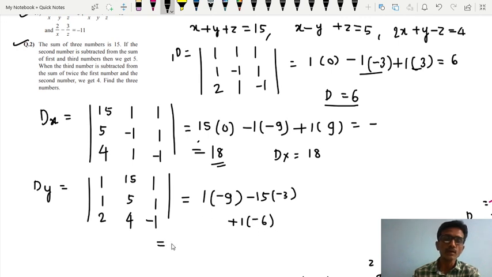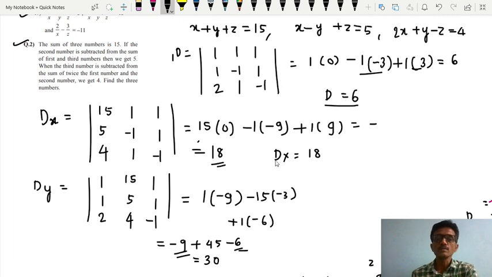So the expansion is what? Minus 9, 45, 45 is minus 6. So which is 30. Okay, this is what? 15 minus 15 will, okay, subtract 30. Then this is what? Dy. So we are getting dx is equal to 18, dy is equal to 30. Now the last one is what to find?